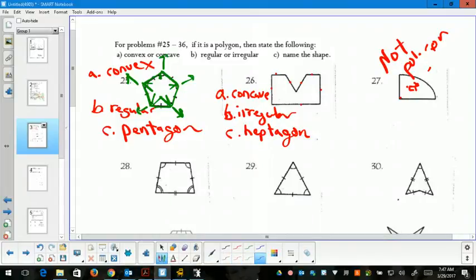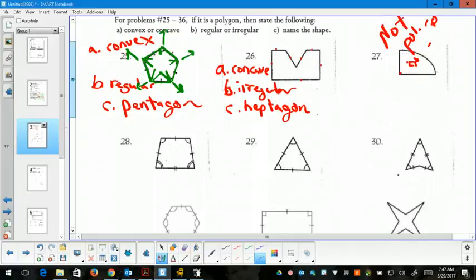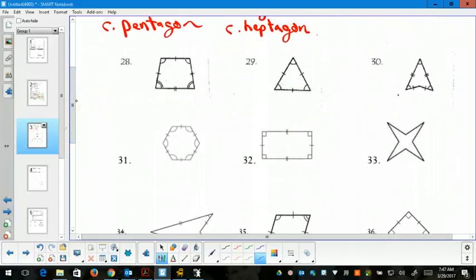All right, number 28. Convex or concave? If you think it's convex, raise one hand. If you think it's concave, raise both hands. One hand is correct. This is convex.